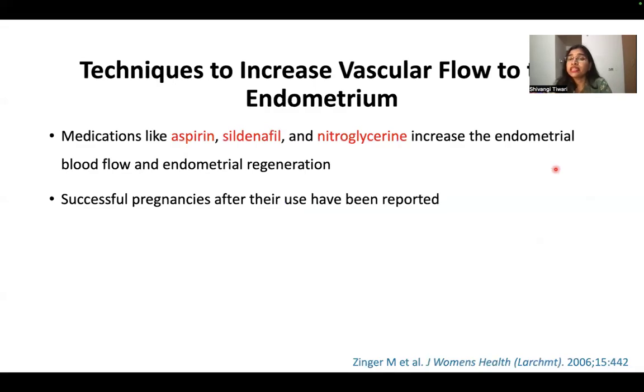Next are techniques to increase the vascular flow to the endometrium. If there is an increased flow to the endometrium, obviously it will grow. So what methods can we use? We can use medications like aspirin, sildenafil, and nitroglycerin to increase the endometrial blood flow and endometrial regeneration. Successful pregnancies after their use have been reported.